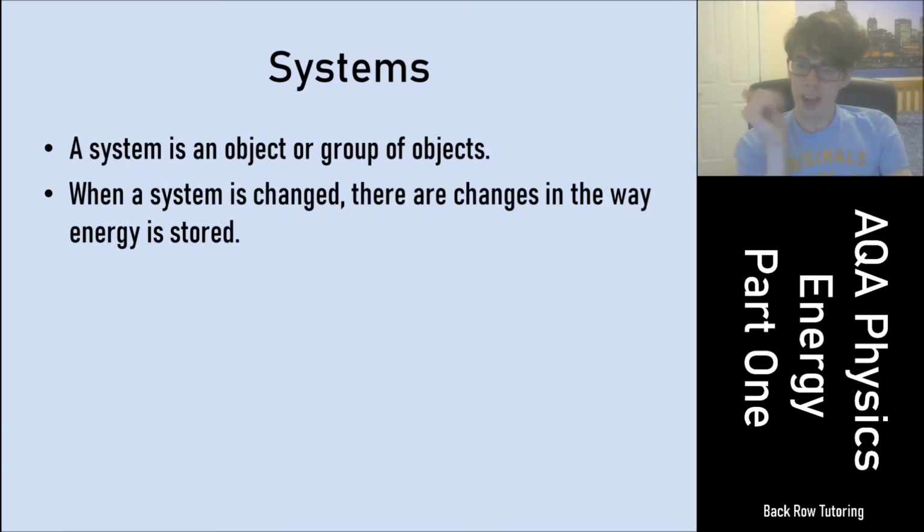So systems are an object or a group of objects. When we talk about energy, we often talk about the idea of systems. When a system is changed, there are changes in the way energy is stored. So you can think of a system as, let's say we have a fire. If we change the fuel of the fire and we heat the fuel up, eventually it might turn into a fire, and we're changing that system, aren't we? We're changing the fuel by heating it up.